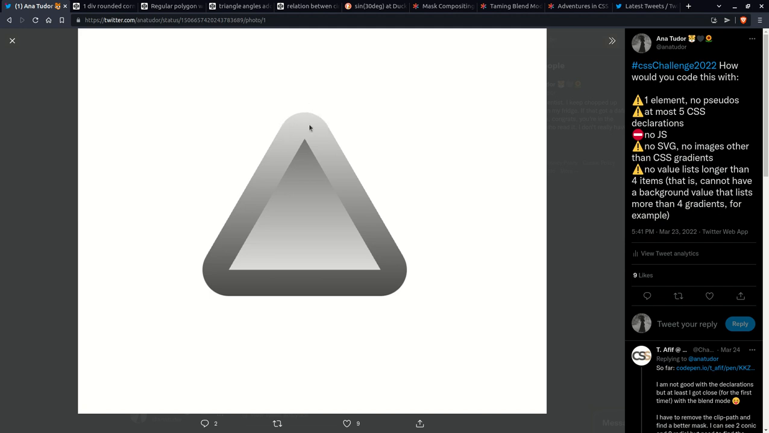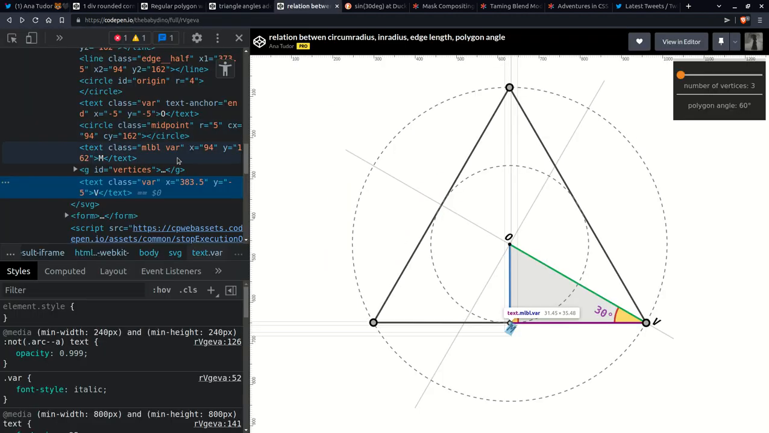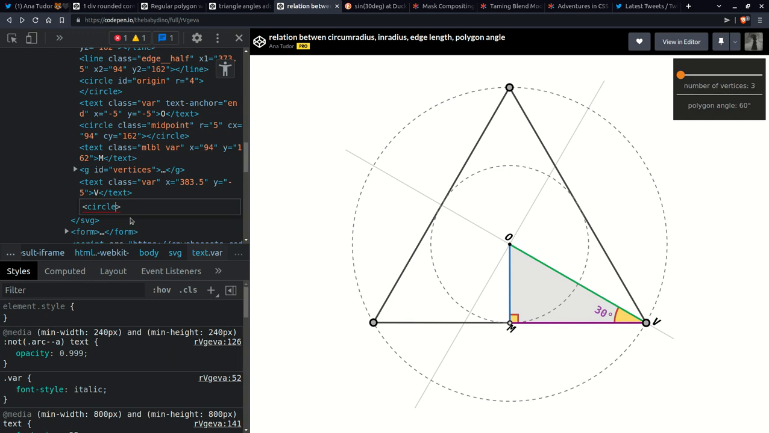Okay, so let's create that circle, right? We're going to just add it somewhere there. We don't have add element, but we can duplicate element, and then we can just edit that, right? So we can have circle, let's say like that. Okay, that's going to be our circle.